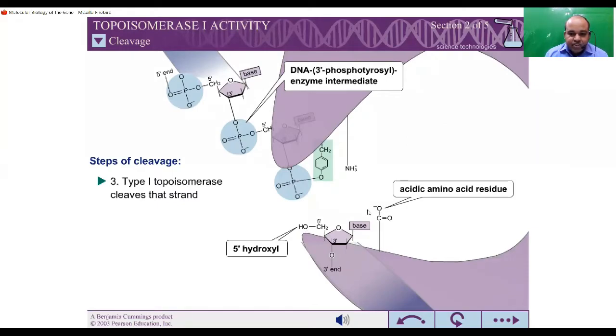Now it is this oxyanion that has been produced which will again cause the formation of the bond once the conformation is changed. एक बार सुपर कॉइलिंग को हटा दिया जाएगा, यही जो एसिडिक ऑक्सीएनाइन प्रोड्यूस हुआ है यही रिएक्शन को रिकैटलाइज करेगा, दोबारा से कराएगा. कैसे कराएगा देखिए सामने.